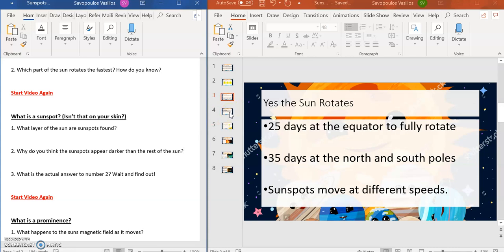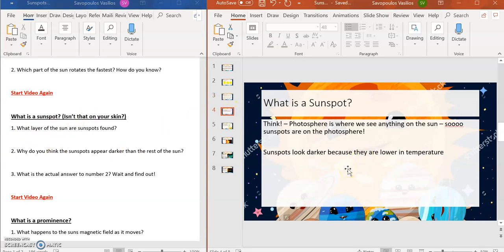Okay, here we go. So by now you should have answered 1 and 2 for what is a sunspot, and we're going to talk about sunspots now. And so I want you to think, if the photosphere is where we see anything on the sun, where we see the light, where we can actually see the surface of the sun, we're looking at this photosphere. So if we see sunspots, then they have to be on the photosphere. And so the layer that we find sunspots on is the photosphere. The sunspots always look darker because they're lower in temperature. And there's a reason why they're lower in temperature, but I want you to know that they are lower in temperature.